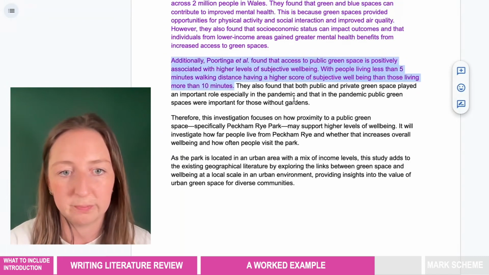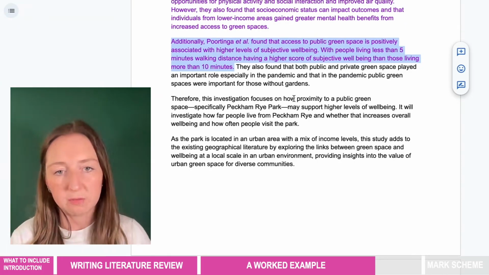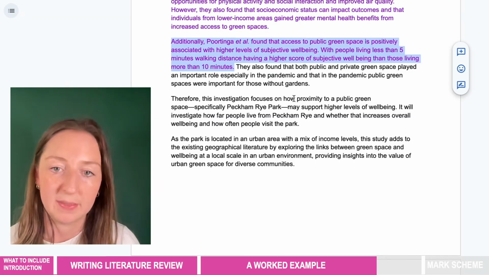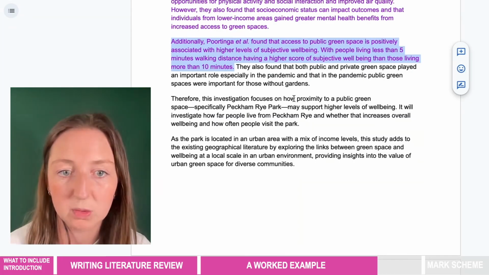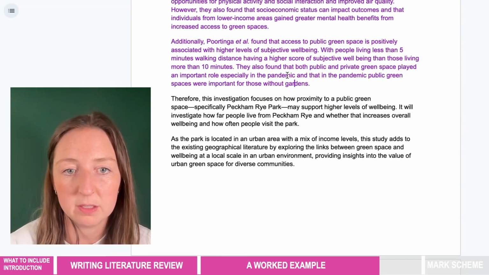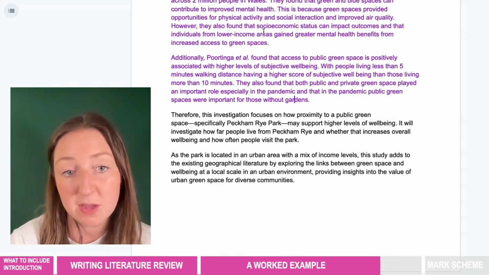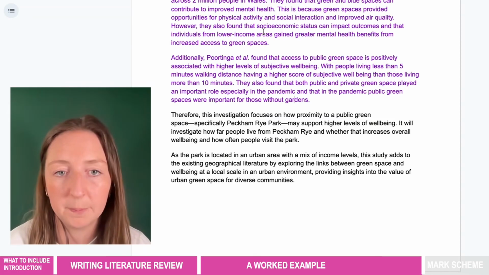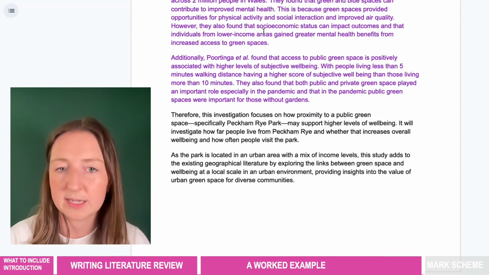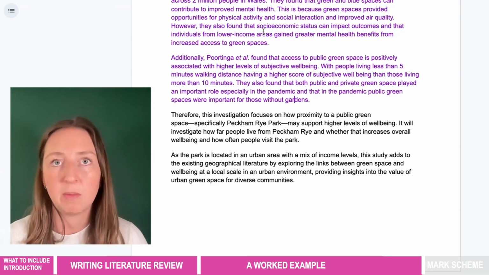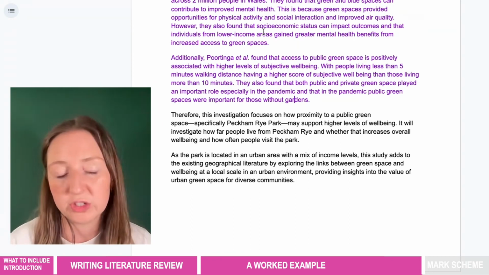This is all literature. They also found that both public and private green space played an important role, especially in the pandemic, and that during the pandemic public green spaces were important for those without gardens. Now, I don't discuss this too much, but it might come up later. What's interesting about this article and this one, and I could make a clearer link if I was very interested in finding this out, is they both said how economic status can impact access to green space and how much people benefit from it, which is just quite interesting.